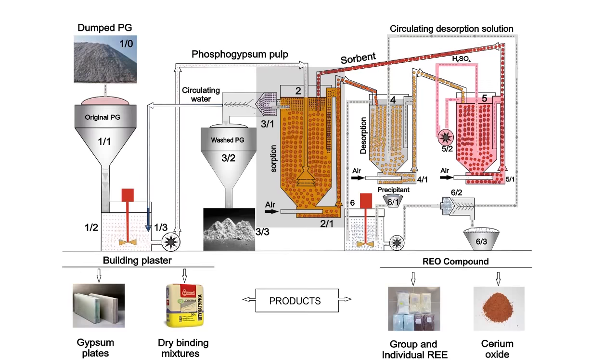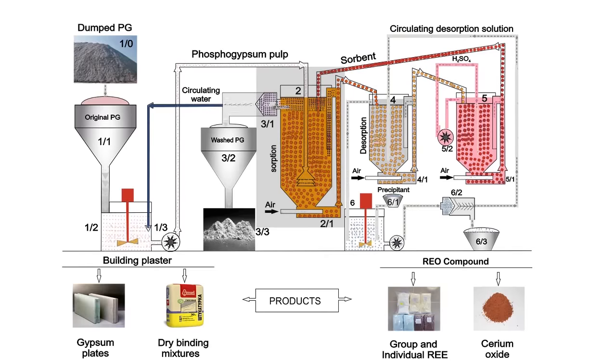The sorbent, saturated with Re, is accumulated at the bottom of the column too, and via airlift, position 2-1, is unloaded to desorption column, position 4, while phosphogypsum pulp, purified from impurities and Re, exits from the top of the column to a solid-liquid separating unit.